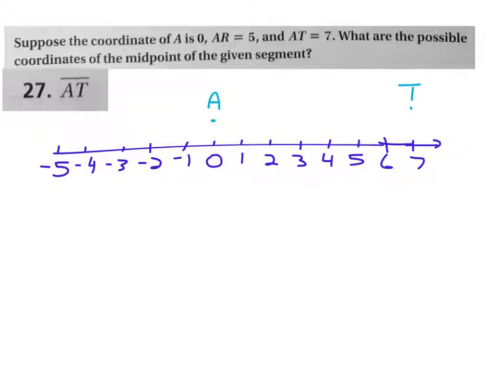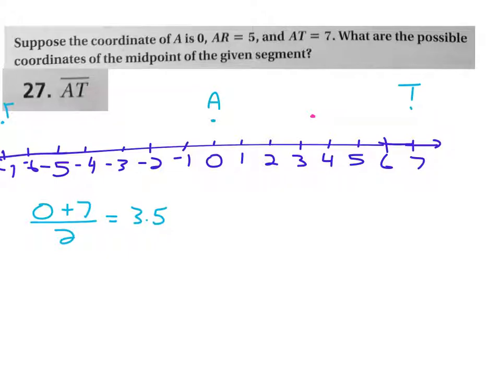Both of those will give you a length of 7 for that. -6, -7, and maybe T is over here. Okay, so we're going to do that same thing I just did, which is to take the two possible coordinates of AT and add them together and divide by 2. 0 plus 7 divided by 2 is 3.5. So we could have a midpoint here at 3.5 right there.